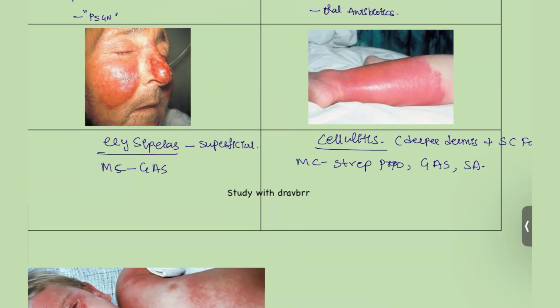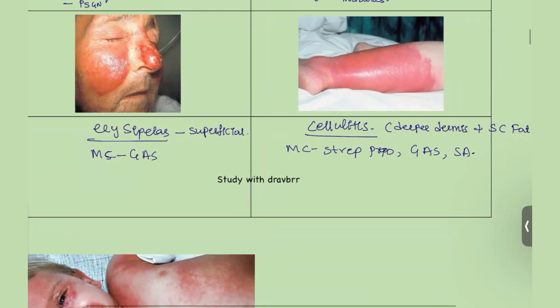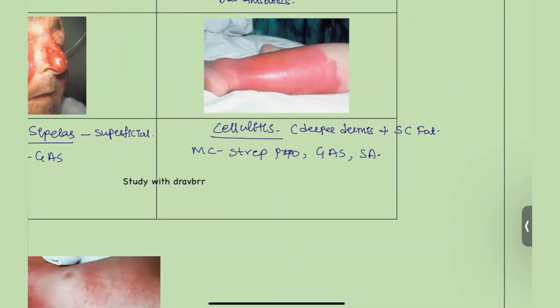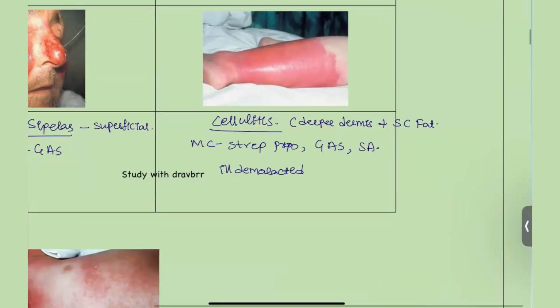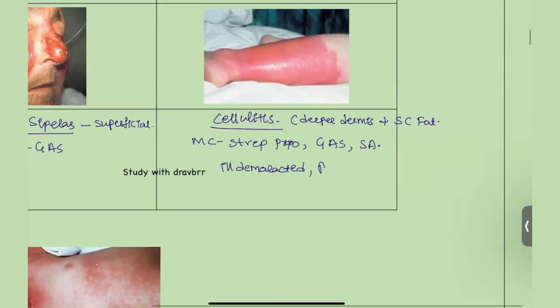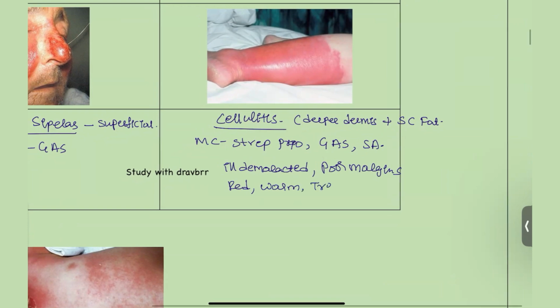And cellulitis is a very extensive condition. How can it be differentiated? It is ill-demarcated: it does not have demarcation, with ill-defined and poor margins. Red erythema will be present, and the legs are mostly warm. When we touch, the lesion will be tender and warm. This is how cellulitis looks.